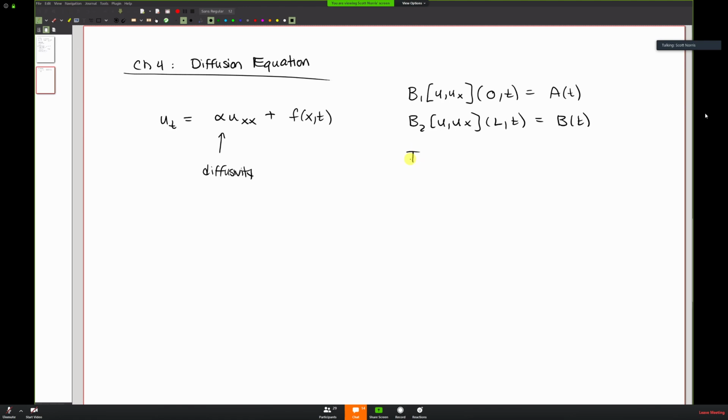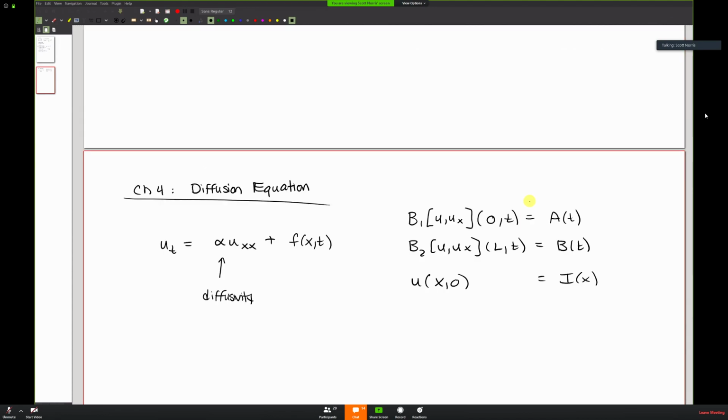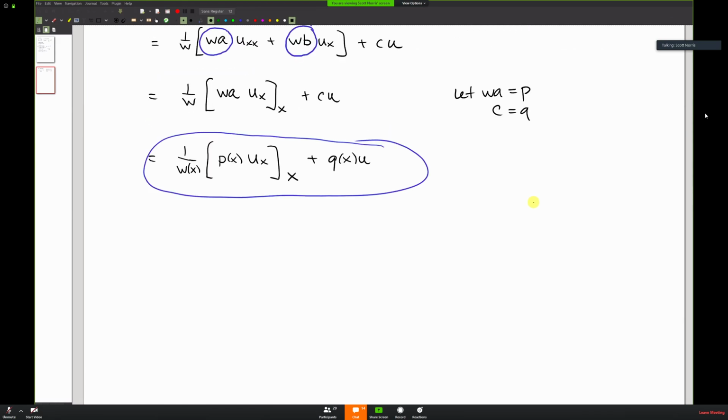And then U of X, 0 equals I of X. Then we would have a Sturm-Liouville problem equal to 0 and a Sturm-Liouville interior problem equal to the forcing function. Oh yeah, I think what you're saying is, what if I have to do boundary interior splitting with a Sturm-Liouville problem? And it's exactly the same as it was before, right?